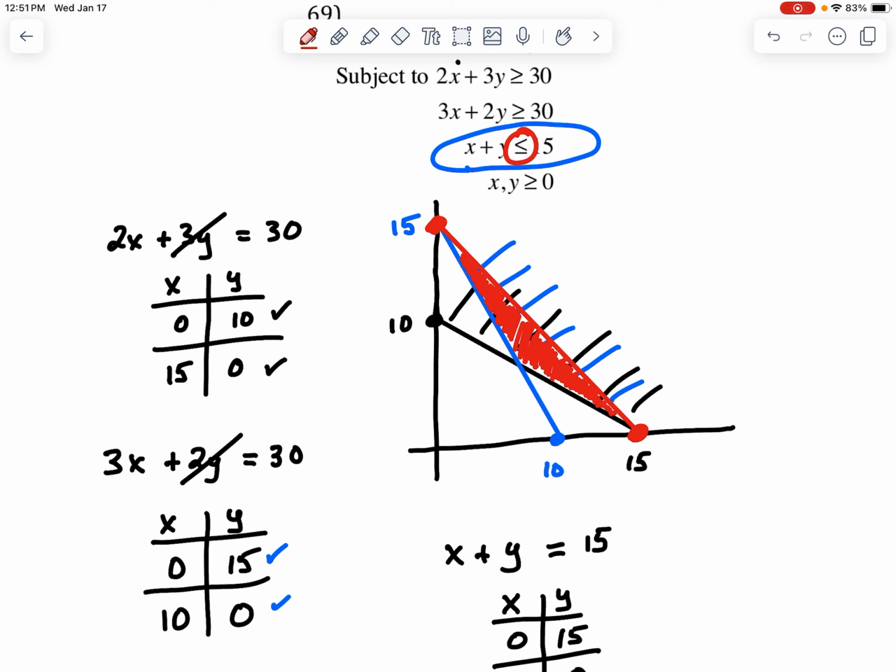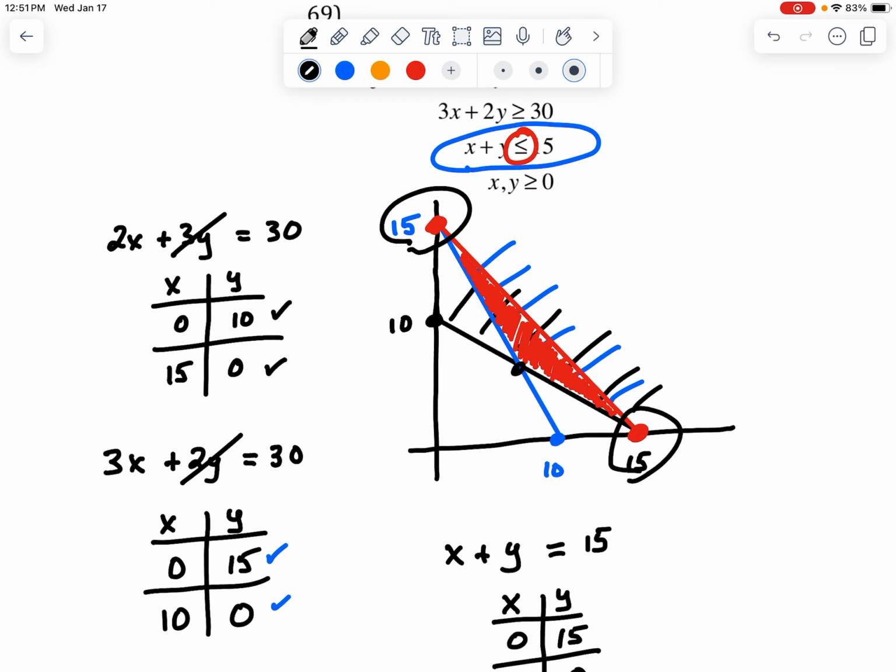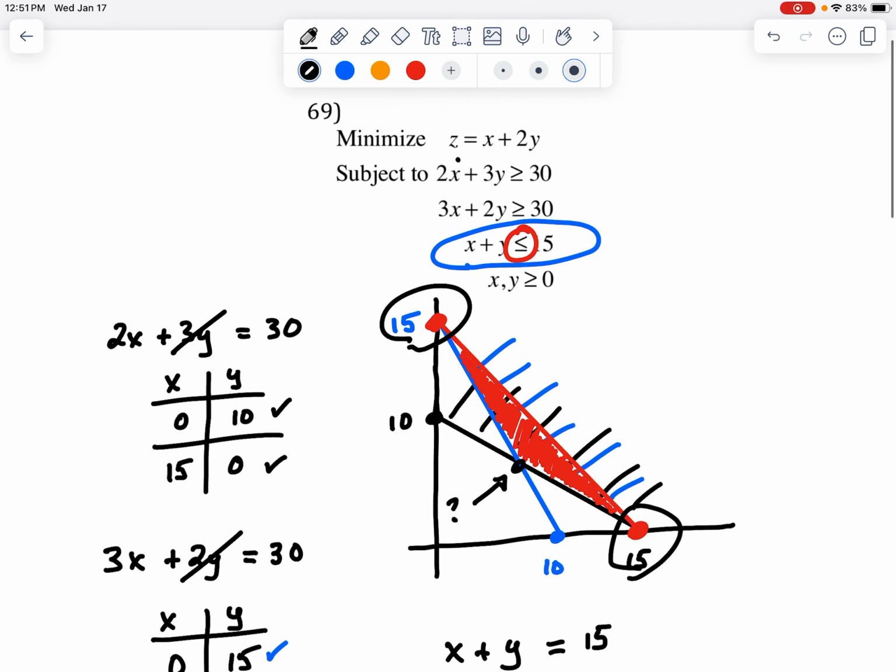And so it did turn out to be a triangle. The only thing is, I know where this vertex is, and I know where this vertex is, but I don't know where this vertex is. So that's where the blue one and the black one intersect. So that is the first two. Find out where the first two intersect.